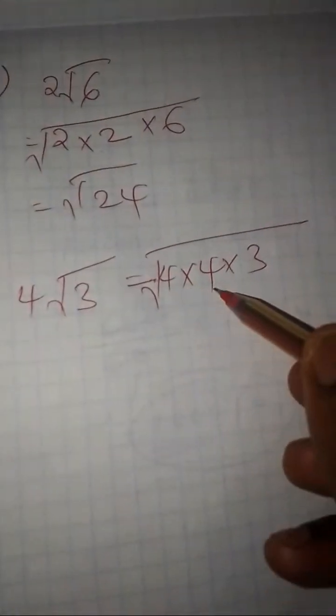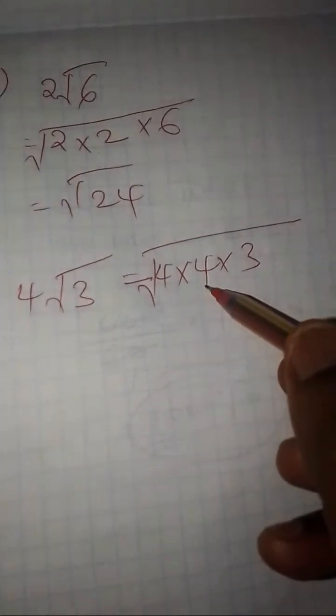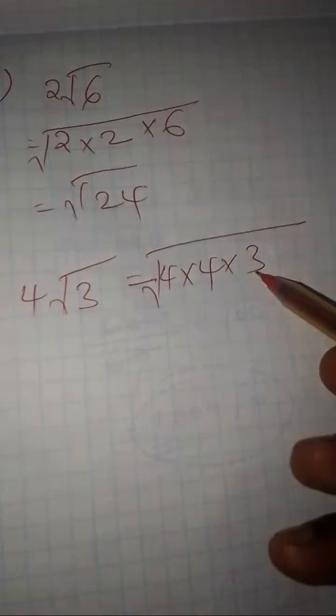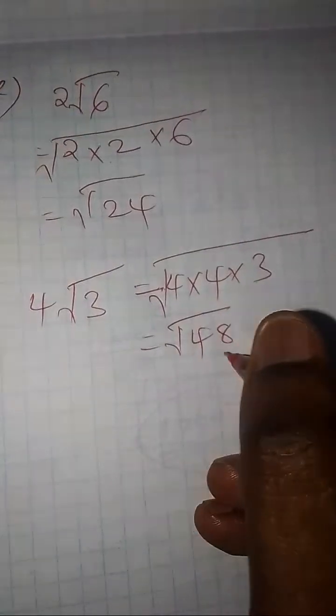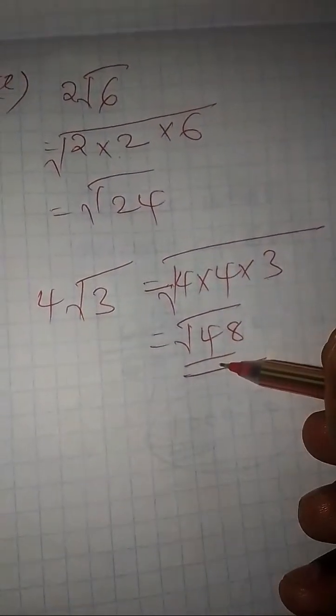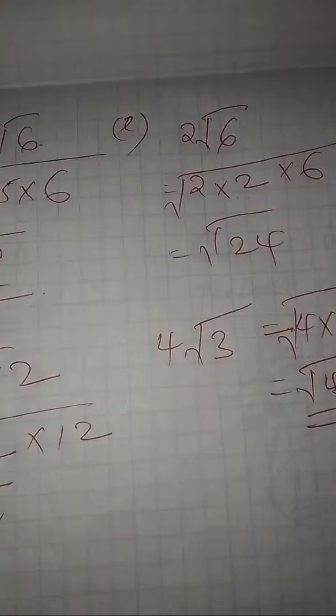4 multiplied by 4 is 16, and 16 multiplied by 3 now becomes root 48. So now it becomes root 48. It is as simple as that.